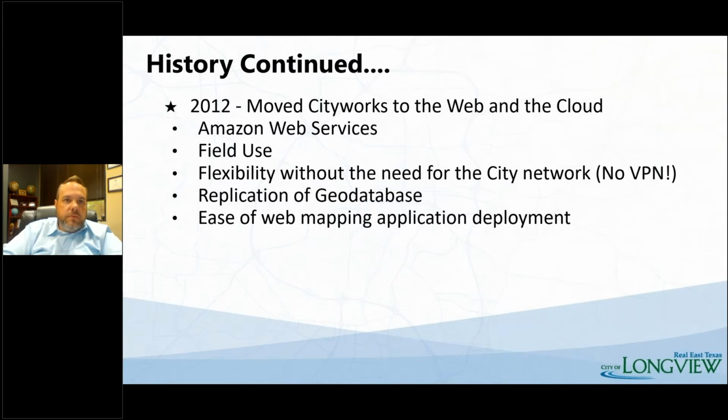In 2012, we moved Cityworks to the web-based version we're all familiar with today. We also moved Cityworks to the cloud utilizing Amazon Web Services. This provided huge benefits, which include an easier way to use Cityworks in the field and no need to be on the city network. We also replicated our GIS geodatabase to the cloud, which had unforeseen benefits such as a backup in case of on-premise failure, more easily deploying web mapping applications, and simpler field data editing.